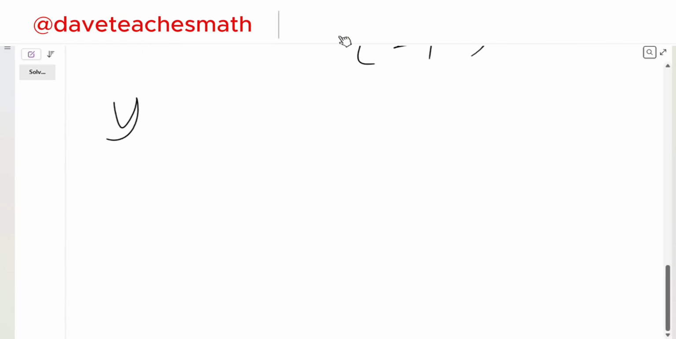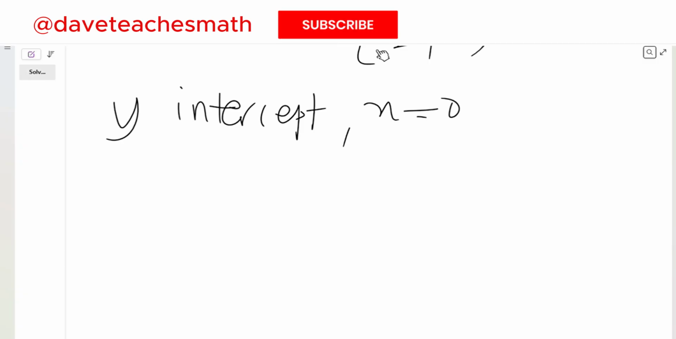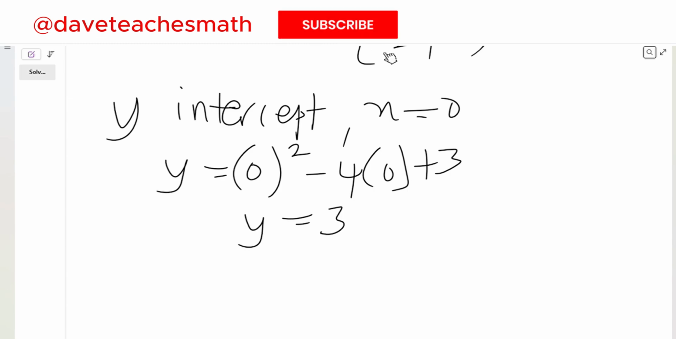So with the y-intercept, we know that x must be equal to 0. So we are going to put it in the equation. So y is equal to 0 squared minus 4 into bracket 0 plus 3, and that is going to give us y is equal to 3. Okay, so at the y-intercept, we are going to have the coordinates 0 and 3.